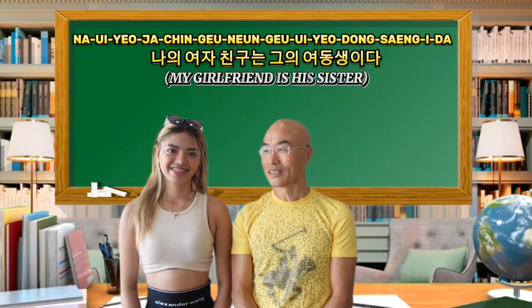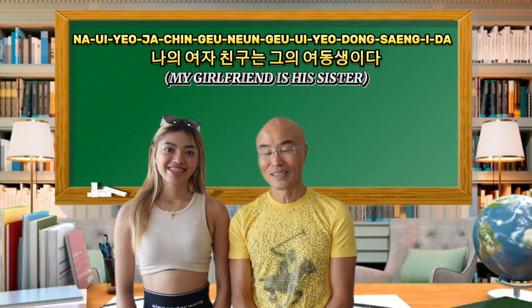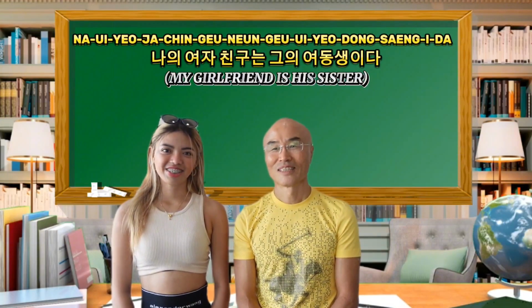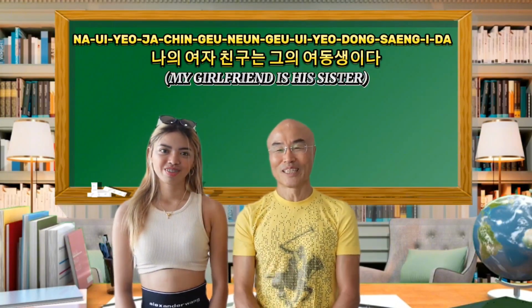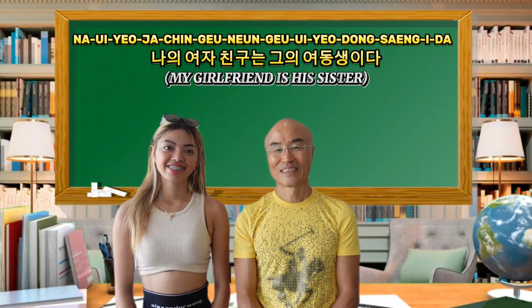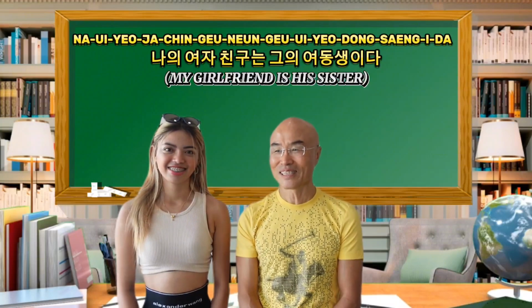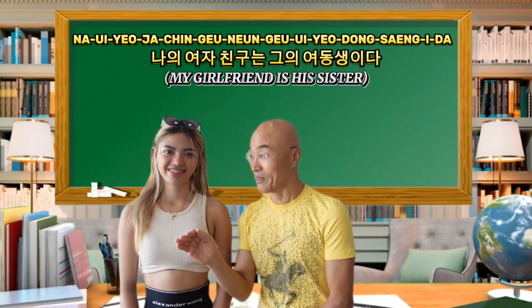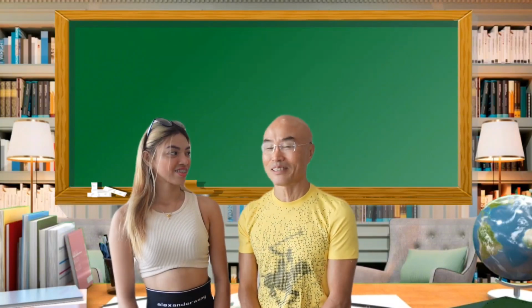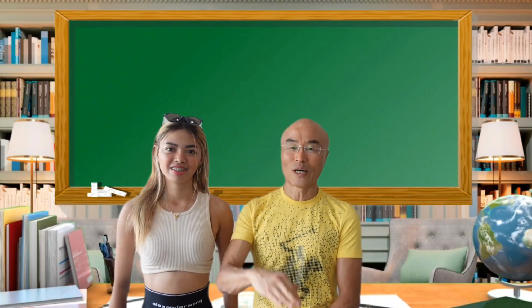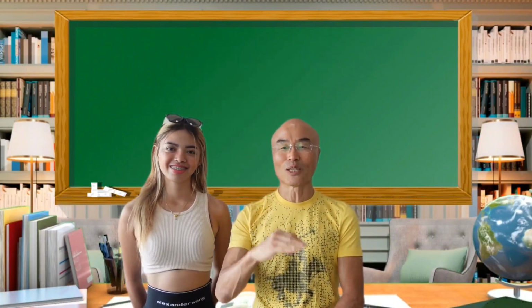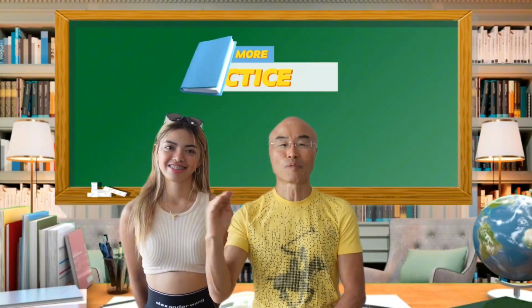나의 여자친구는 그의 여동생이다. My girlfriend is his sister. Yeah, it's simple, right? But in Korean, not that simple. That's why you are learning. And that's why you need more time, more practice.